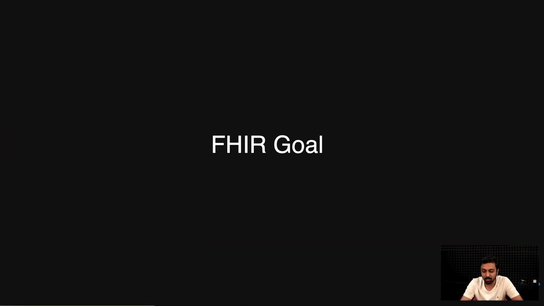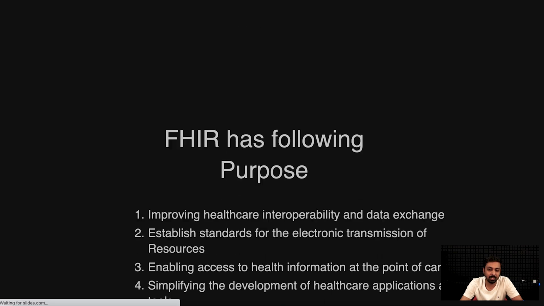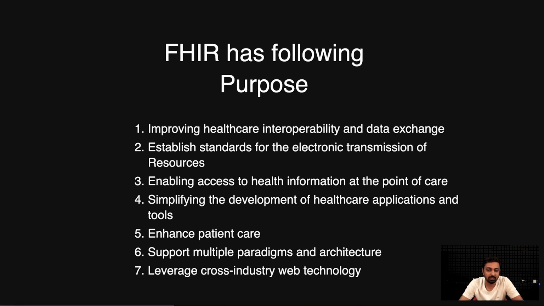Moving on, let's talk about the goals of FHIR. So first is to have healthcare interoperability and data exchange. In here, the main thing in FHIR is the data exchange, because we are standardizing the data exchange from one hospital to another hospital. So that is the main goal of FHIR.